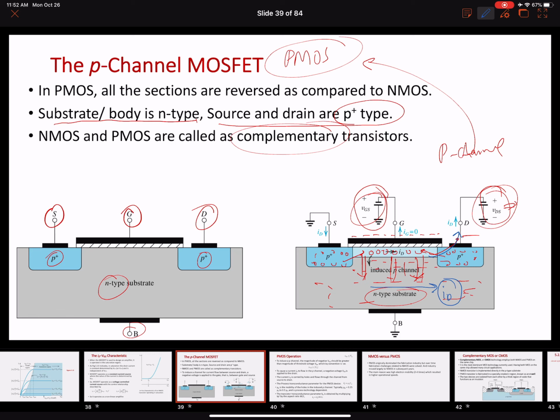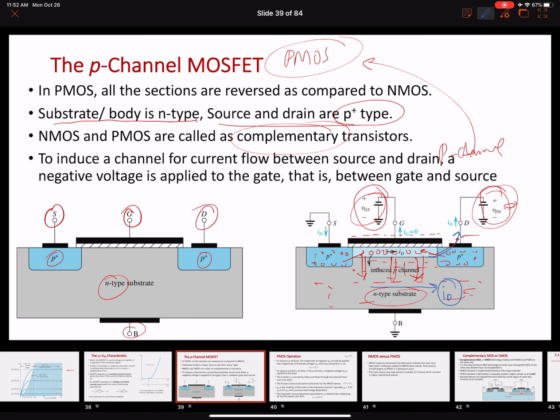Okay, so operation is pretty much the same, right? I hope you will see that the differences are only that the regions are complementary and the batteries are in opposite polarity. Right, so we talked about this.